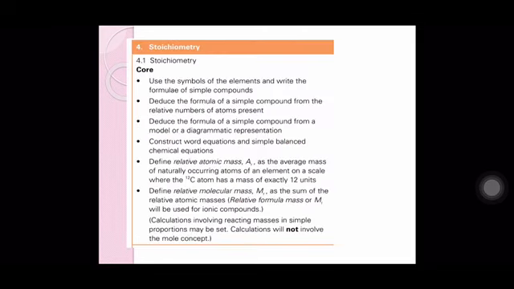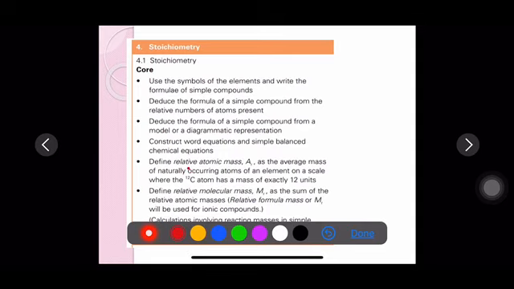In this video we are going to learn about relative atomic mass and relative molecular mass.